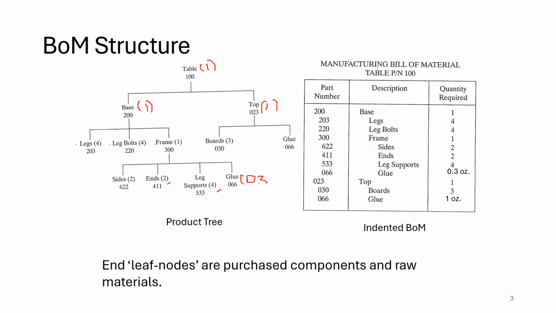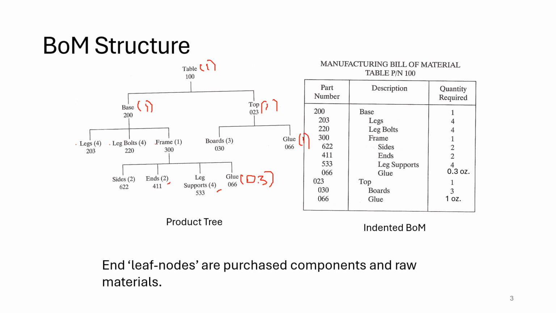So this is not an example of a perfect BOM. This should have been included. And similarly, when it comes to the table, we require one top to manufacture a table. And to manufacture one top, which is now a subassembly, we require 3 boards, and we require 1 ounce of glue. This should have also been included in the BOM.